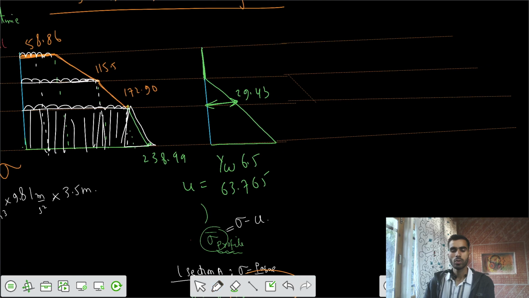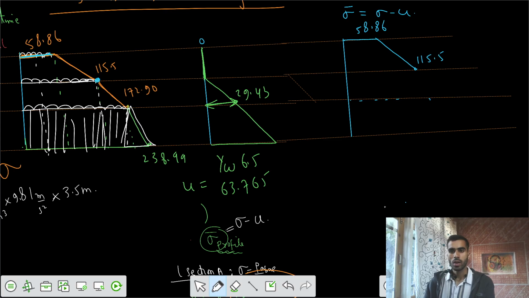Now let's go for the effective stress diagram. Your effective stress is actually sigma minus u. So at this section, we have zero pore water pressure, but we have 58.86 of total stress, so this would be 58.86. After that, we have 115.5 at this location because your pore water pressure is not there. Now at this critical location, at the section C, what is the effective stress?